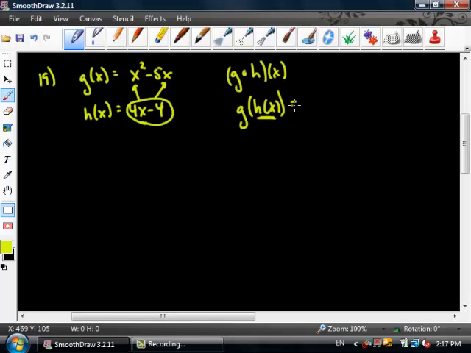So g of h of x is going to equal 4x minus 4, squared, minus 5 times 4x minus 4. Raise your hands if you have any questions about that aspect. Jake.